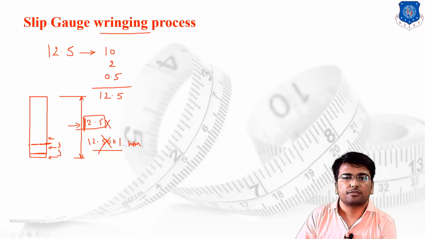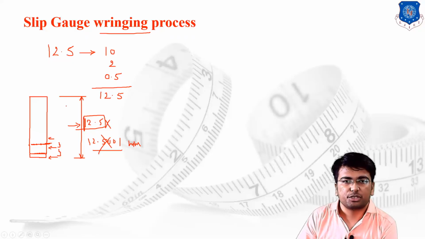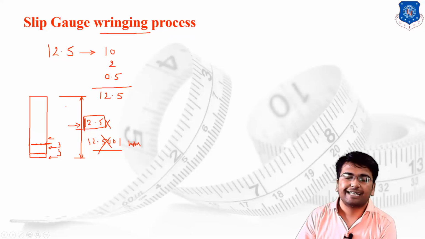In the ringing process, we are rubbing one surface of the slip gauge over the other surface of the slip gauge, first in one direction. Once the magnetic characteristics have been generated within the slip gauge surfaces, we rotate one slip gauge in the perpendicular direction, and repeat the same procedure till both the slip gauges, suppose this is slip gauge A and this is slip gauge B, till both A and B feel some sort of magnetism over the contact surface.